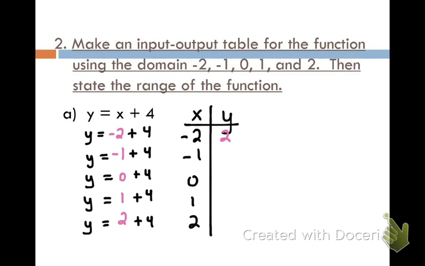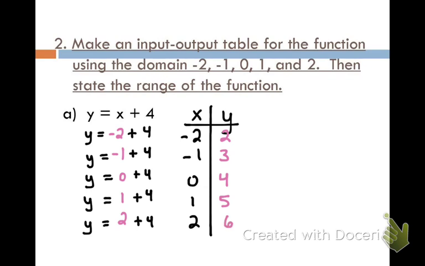Let's go to the next one. -1 plus 4. What is that? 3. Go to the next one. This one's pretty simple. 0 plus 4. That is 4. Next one, 1 plus 4. 5. And the last one, 6.